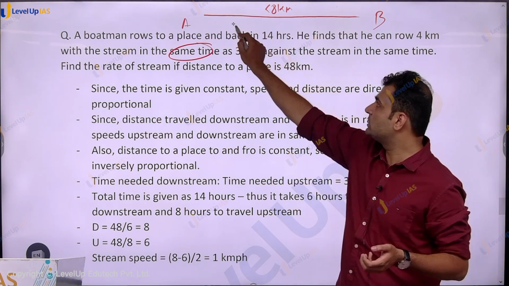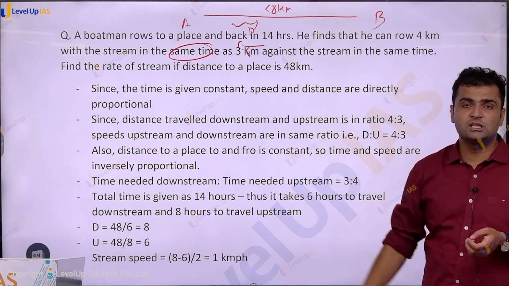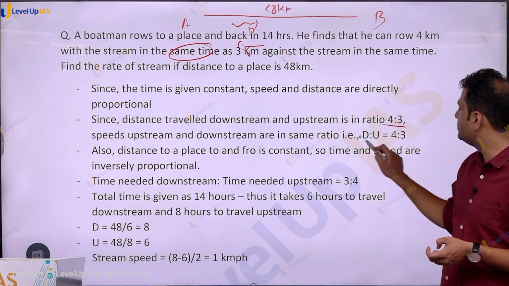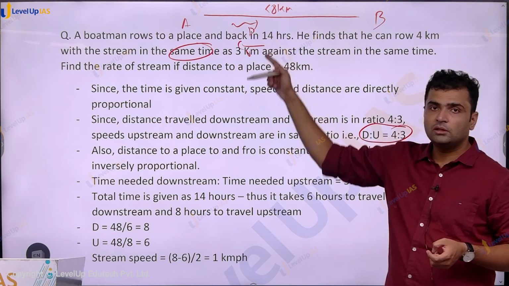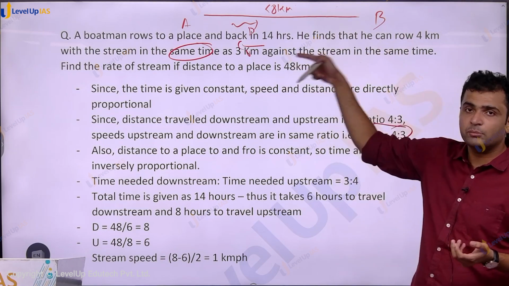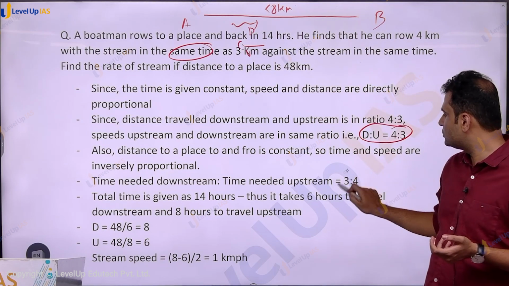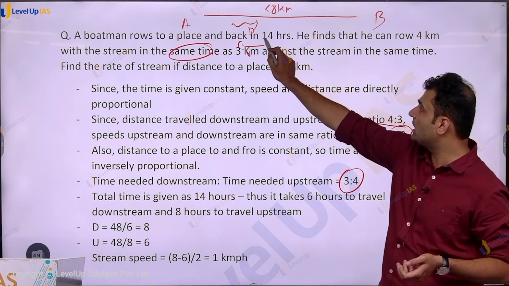And this is downstream and this is upstream. So speed and time are inversely proportional. And you know now the ratio of speeds is 4 is to 3 downstream and upstream. So the ratio of time taken downstream and upstream will be the opposite, 3 is to 4, inversely proportional. And you also know total time taken is 14 hours.